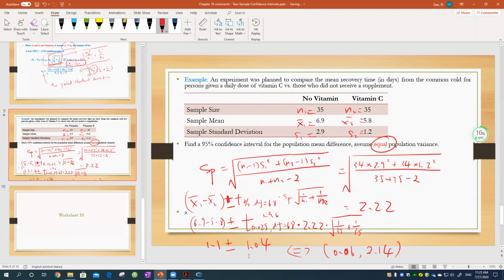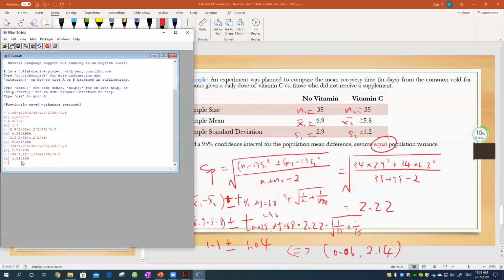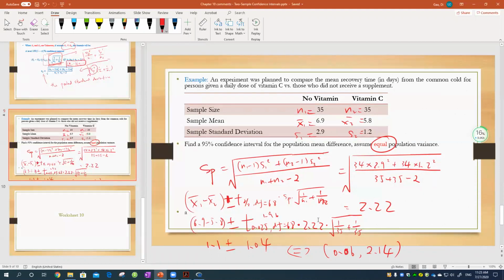So again, it's approximately. If we look at this calculation, 1.0401 is actually different from 1.0397, but they're close. Then we're working on the same example, so no matter which method we use. And again, the interpretation is that we're 95% confident that the true population mean difference is between 0.06 and 2.14.